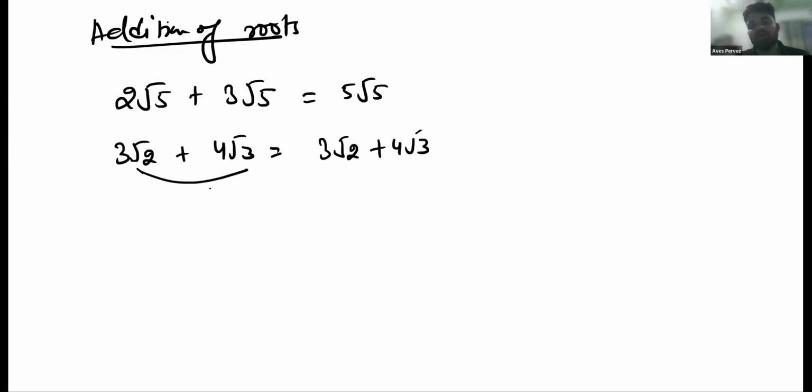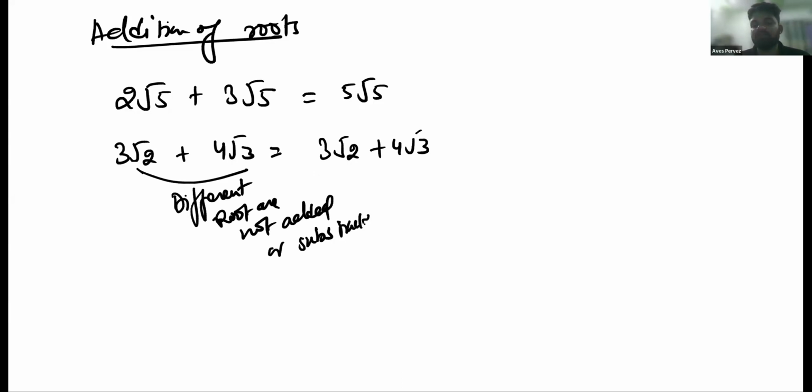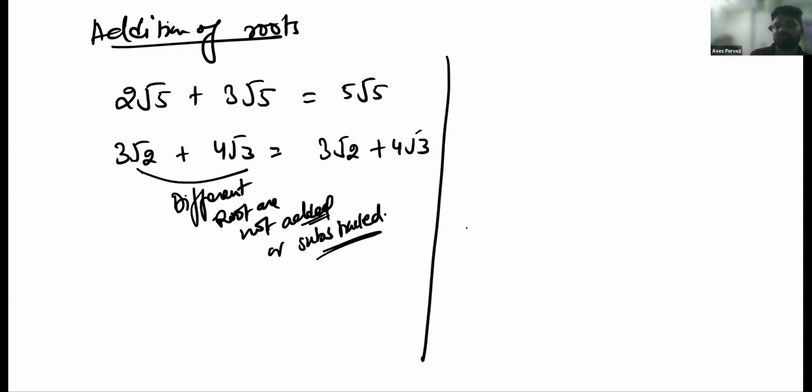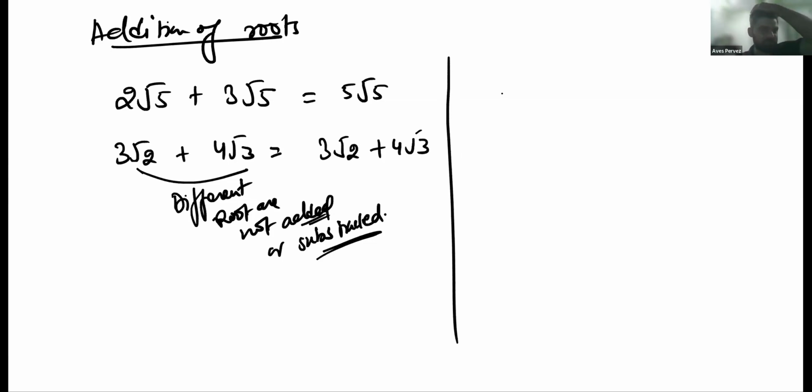Different roots are not added or subtracted. Different roots are not added or subtracted. You understood? Yes, next. If I'm having something like 4 root 5 plus 3 root 5, it will be 7 root 5, because root 5 is not going to add.